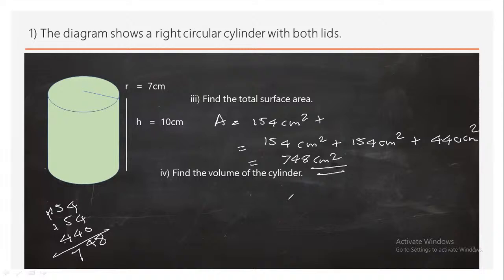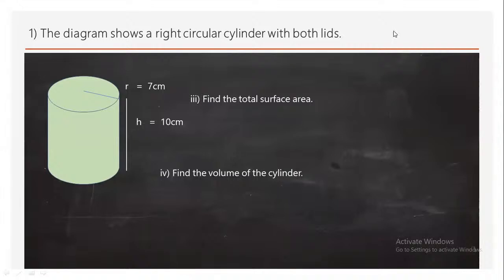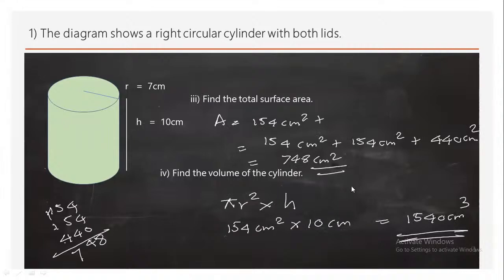They are asking the volume of the cylinder, so it's okay. A little bit of an answer for this: cross section, no? Cross section area into the height. Cross section area you already know, that is pi r squared, which means 154 square centimeter. Height is 10 centimeter. Altogether 1,540 cubic centimeter. Don't worry, next day we are going to do the volume part. All right, if you want, write down this.